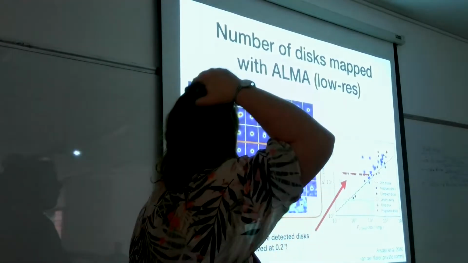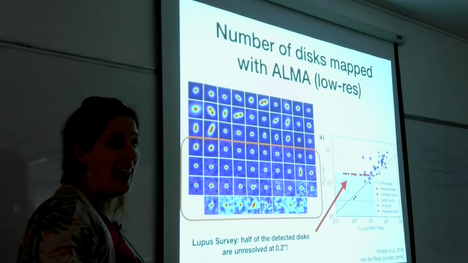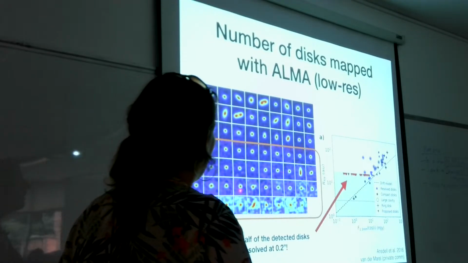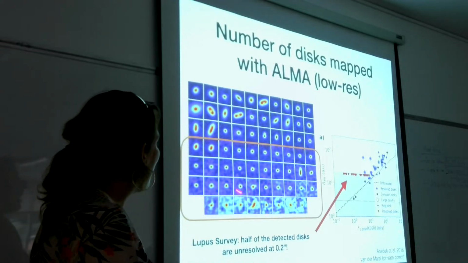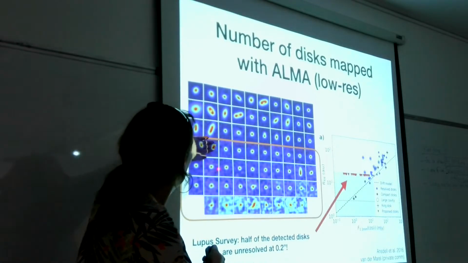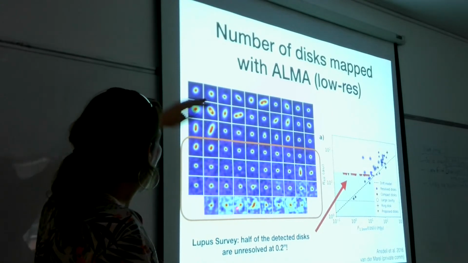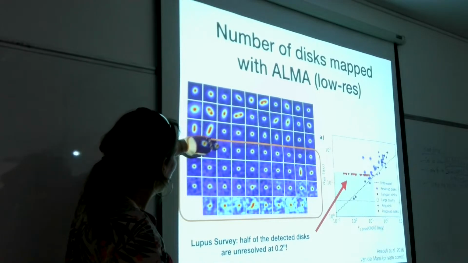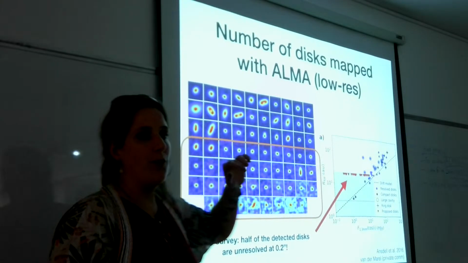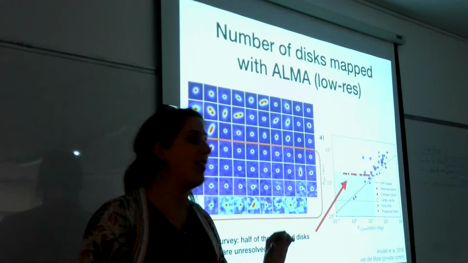And so something very important to keep in mind here: if we look at the disks in the Lupus survey, for example, this is a 0.25 arcsecond resolution. Half of the detections, and sorry, these two are actually not, but that shape was too complicated. Half of these disks, like all of these disks here, except this one, are unresolved. So they're just a blob, and we don't know how large they are.